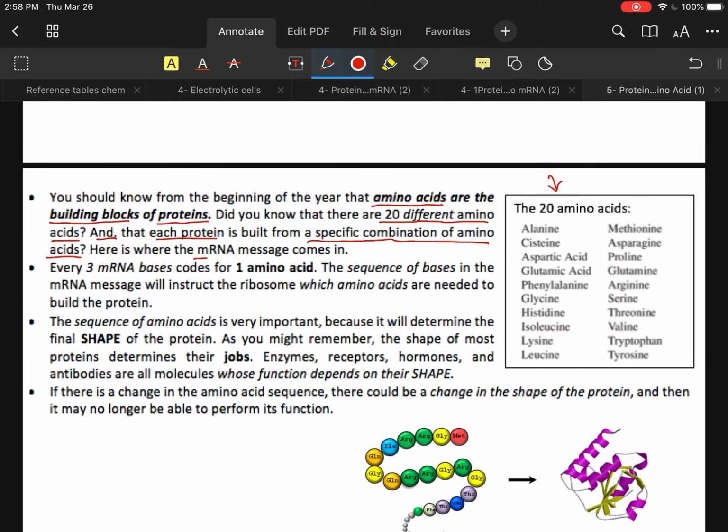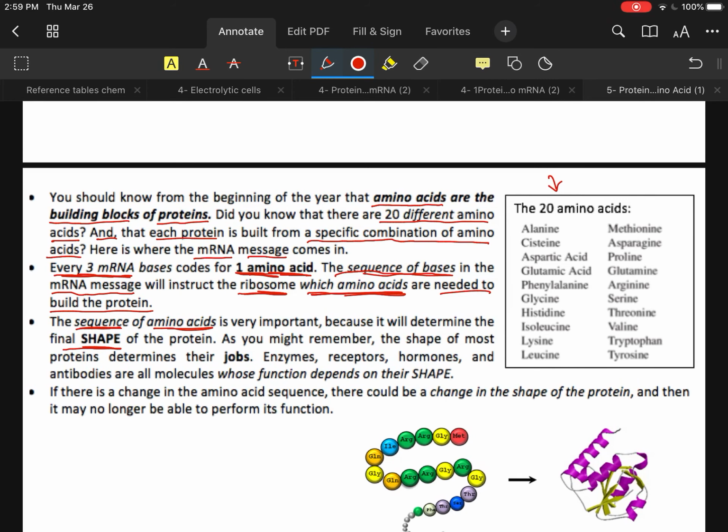Here's where the mRNA message comes in. Every 3 mRNA bases codes for 1 amino acid. The sequence of bases in the mRNA message will instruct the ribosome which amino acids are needed to build the protein. The sequence of amino acids is very important because it will determine the final shape of the protein.